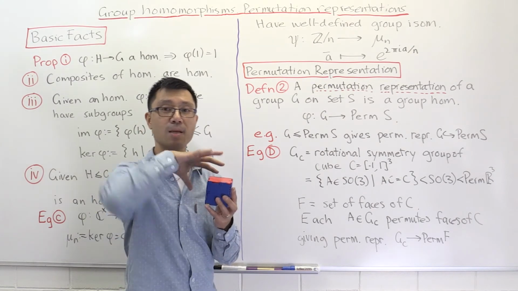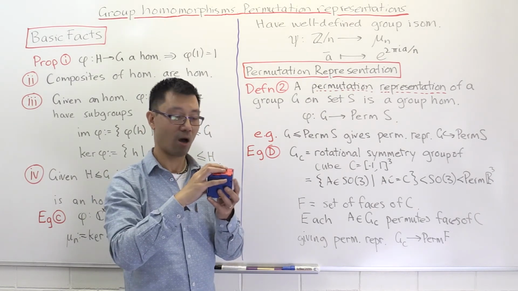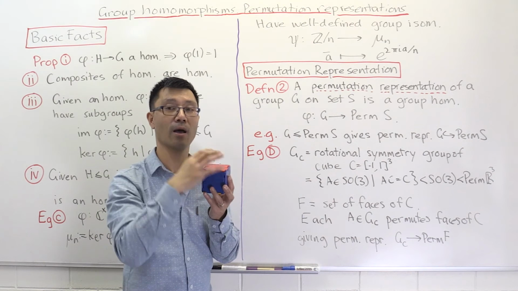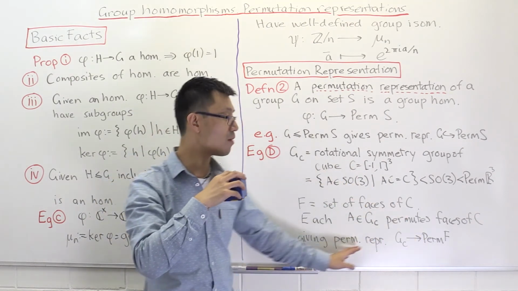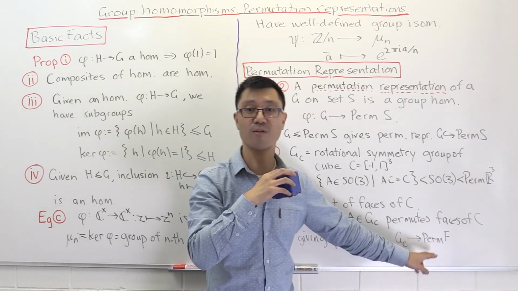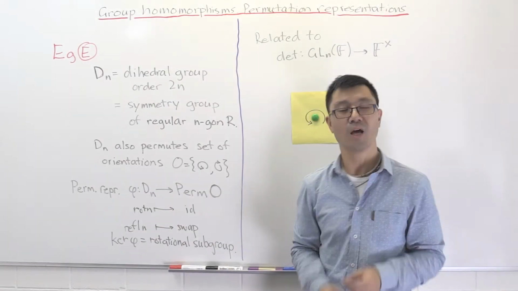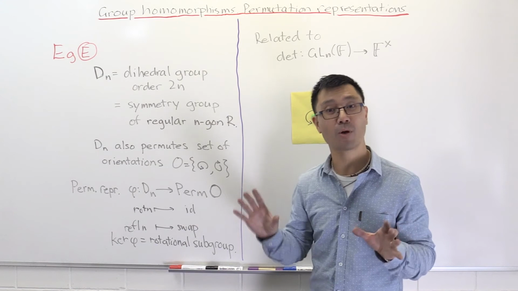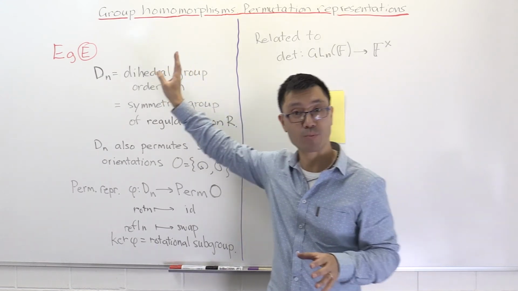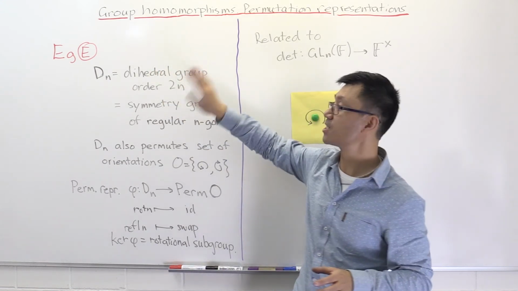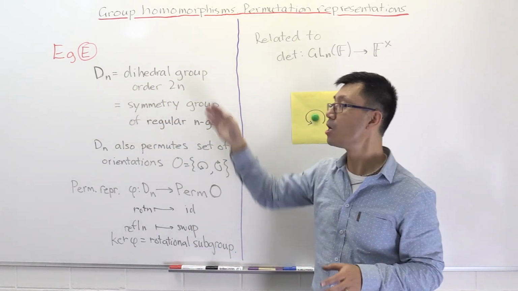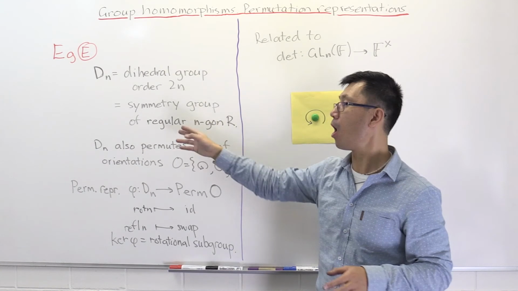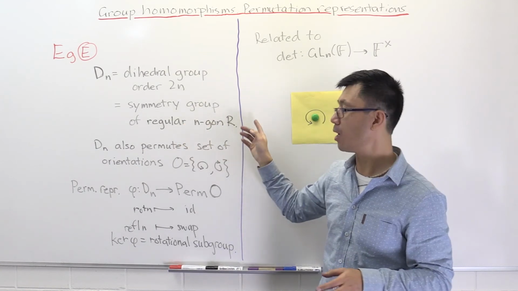So basically the symmetries of the cube, of course it acts on the cube, but the thing is that it also gives you symmetries in terms of the faces. Okay, so you have a permutation representation on the set of faces as well. The last interesting example I want to show you of a permutation representation involves the dihedral group Dn of order 2n. So remember, this is just the symmetry group of the regular n-gon.